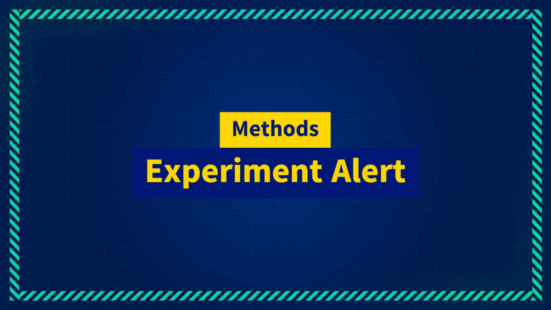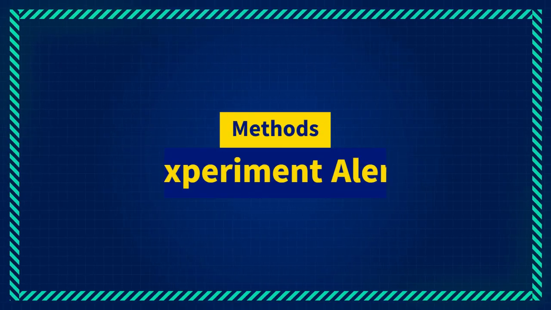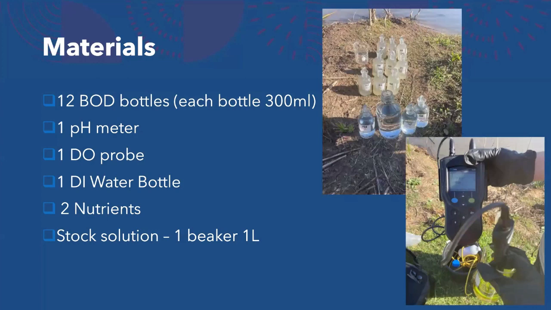So now on to our methodology. For materials, we have 12 BOD bottles. Each bottle is 300 milliliters. We have a pH probe and DO probe because we're measuring algal growth indirectly. We have DI water, and we have two nutrients, which are nitrogen and phosphorus, and our stock solution.